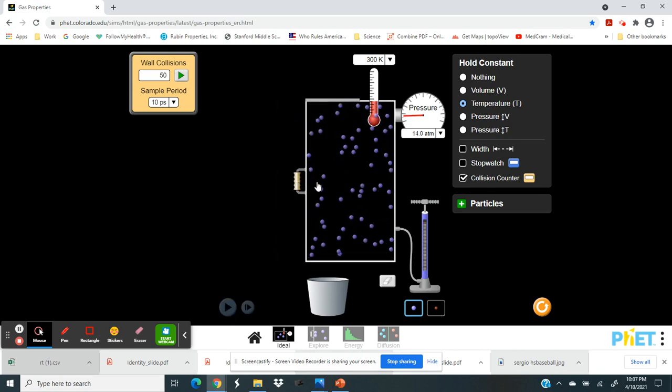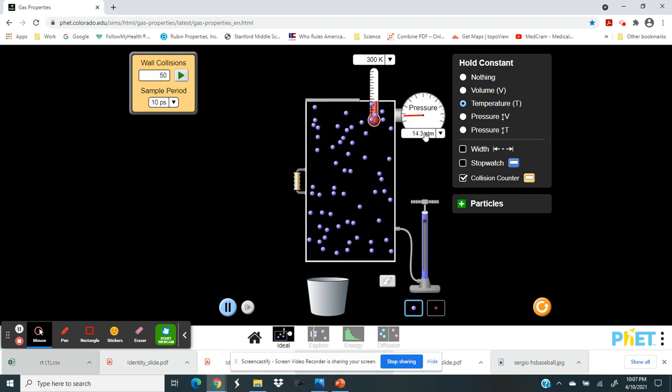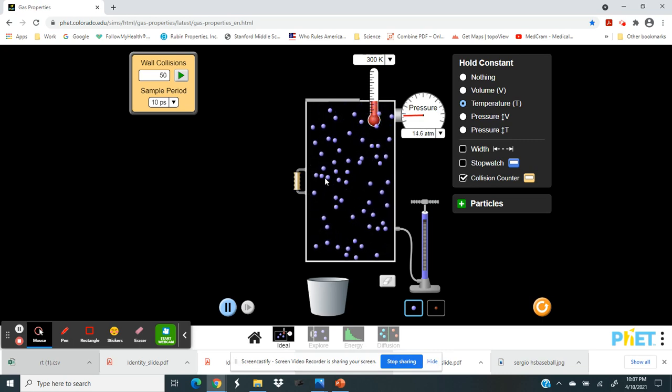Is that the smallest I can get it? I guess it's the smallest I can get it. Our volume got smaller, and the pressure went up. So that's what it means to be inversely proportional.